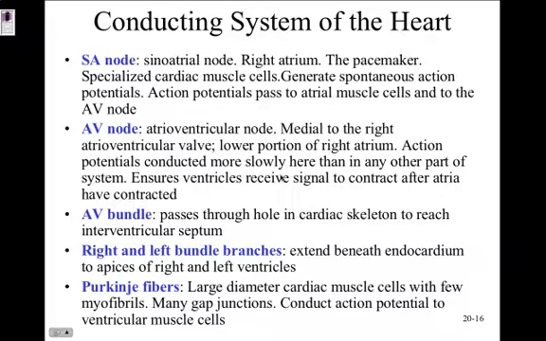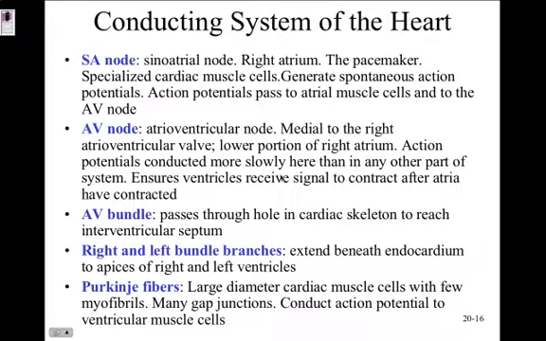They are specialized cardiac muscle cells which generate a spontaneous action potential, so they can generate their own action potentials. That action potential passes to the atrial cell walls into what's called the AV node. The AV node is the atrioventricular node. It's medial to the right atrioventricular valve in the lower portion of the right atrium. So it's in the medial part of the heart, right above that valve, because it's still in the atrium.